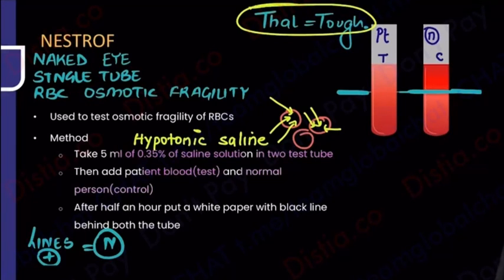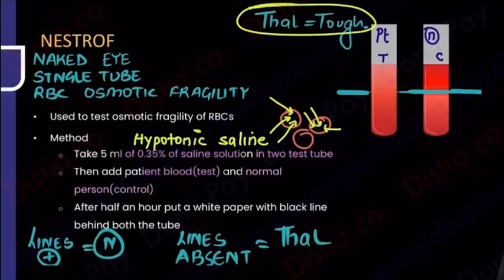However, thalassemia cells did not break. Thalassemia cells are still standing like this. Can you see any line behind it? No, the line is absent. So if the lines are absent, this means the cells did not break. They were tough cells. They are still standing on the way. You can't see the line, and that is when you suspect thalassemia.